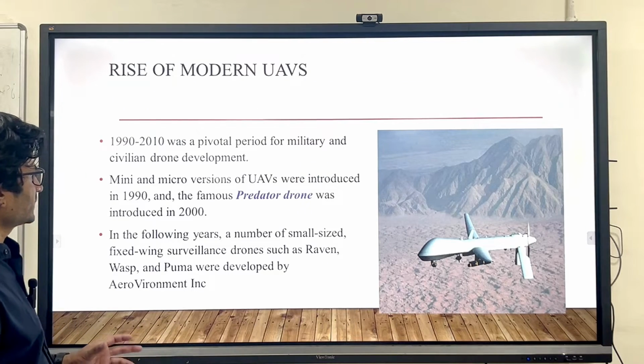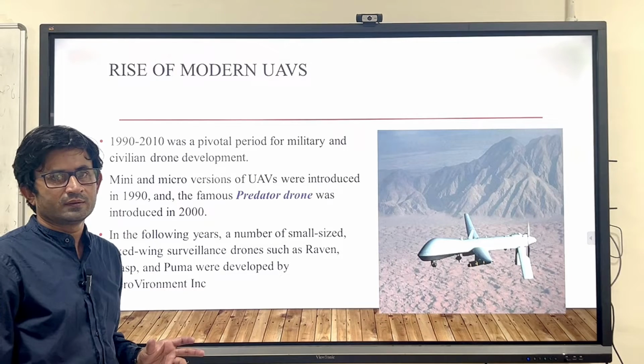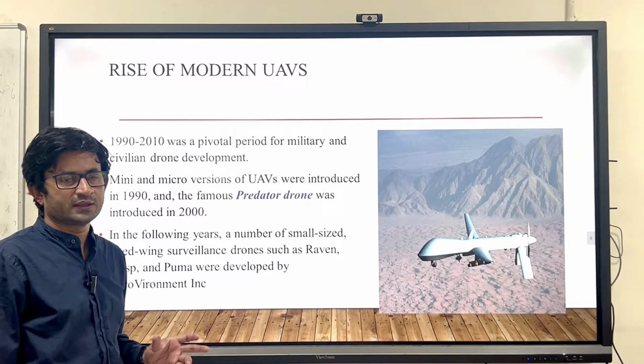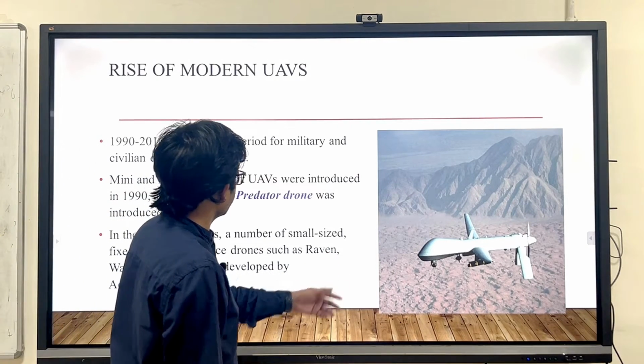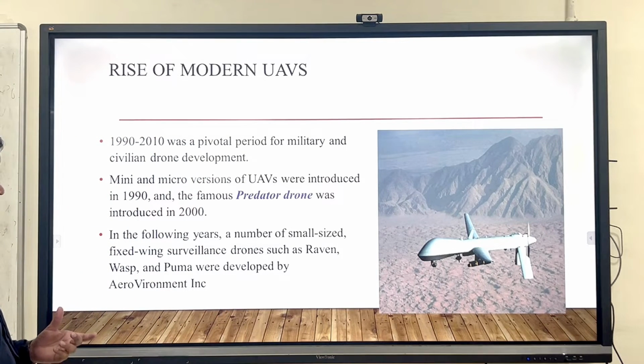In modern days, you can see a lot of UAVs with very powerful maneuvering capability and intelligence. For example, you can consider the Predator drone. Currently, the US Army is using this drone.